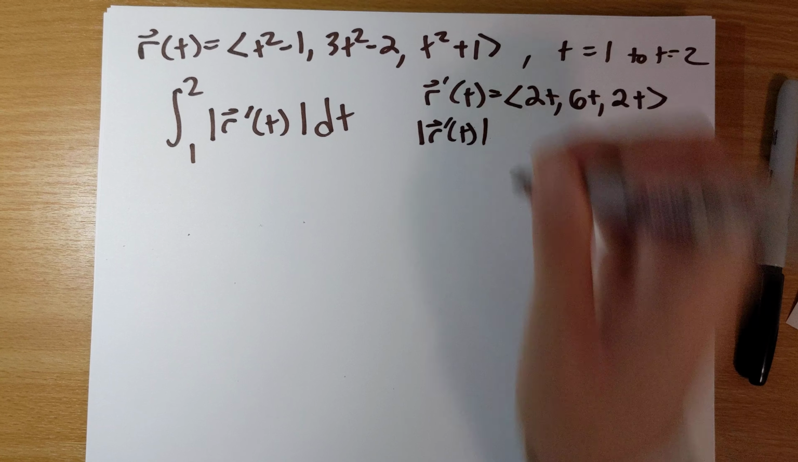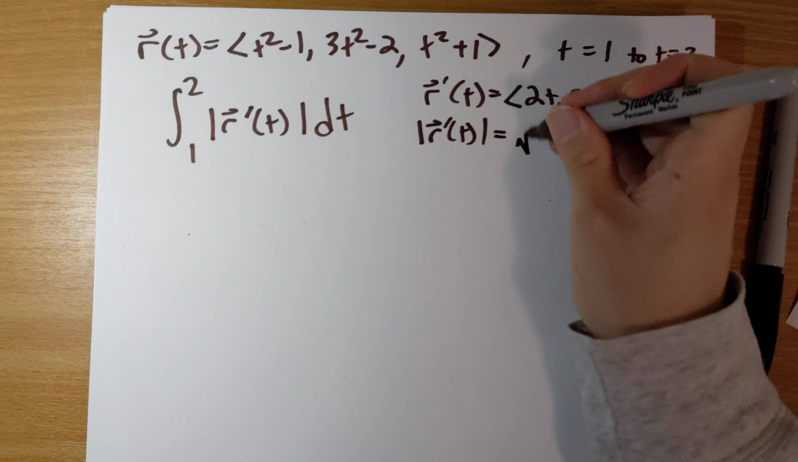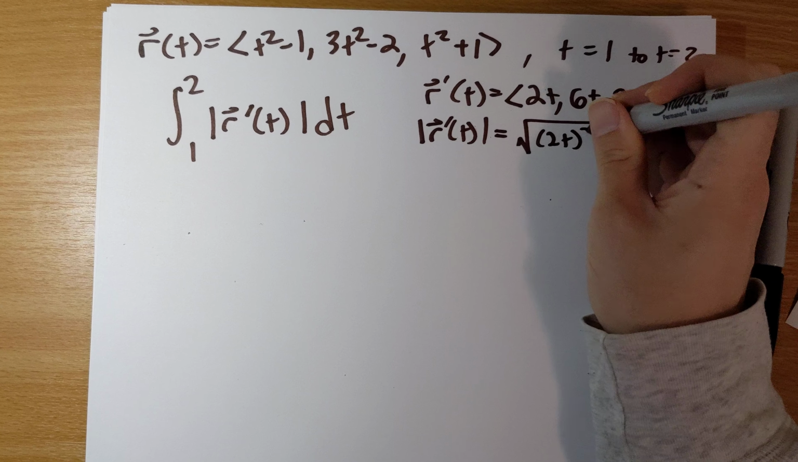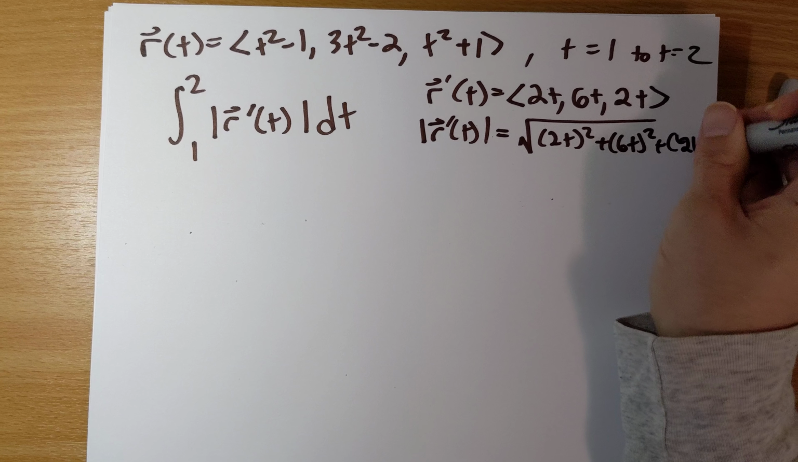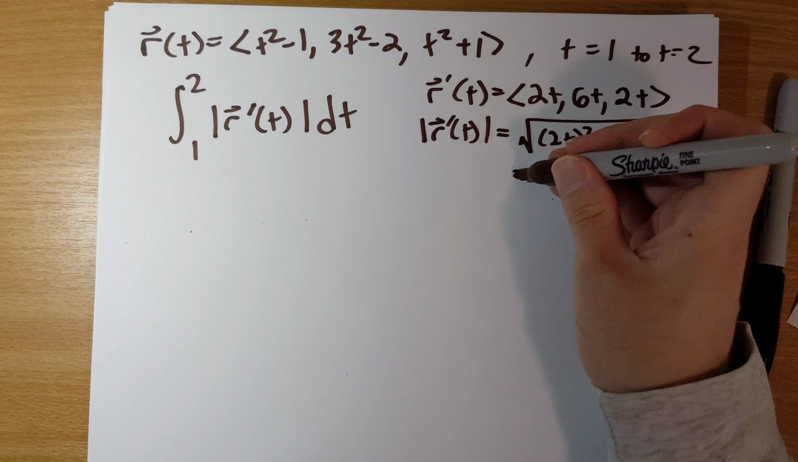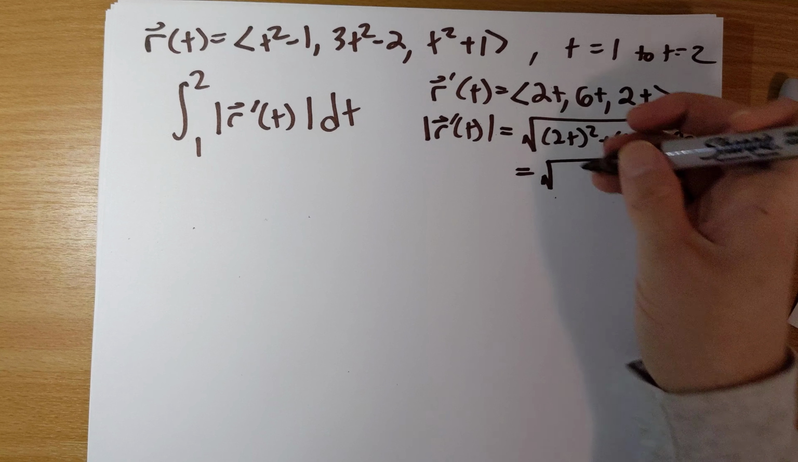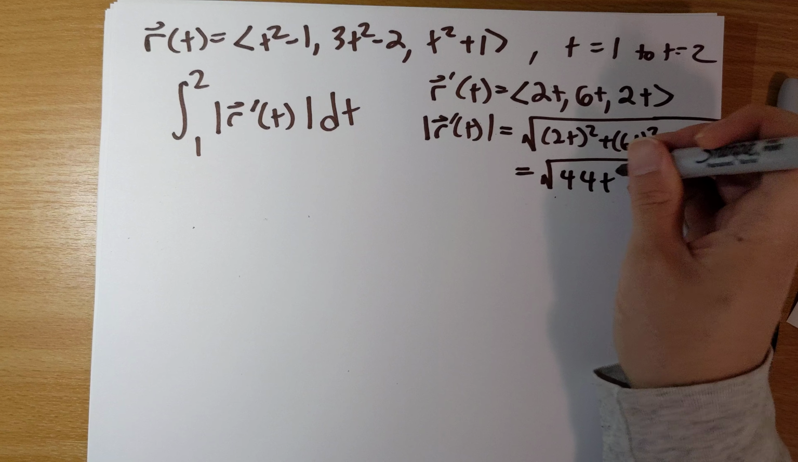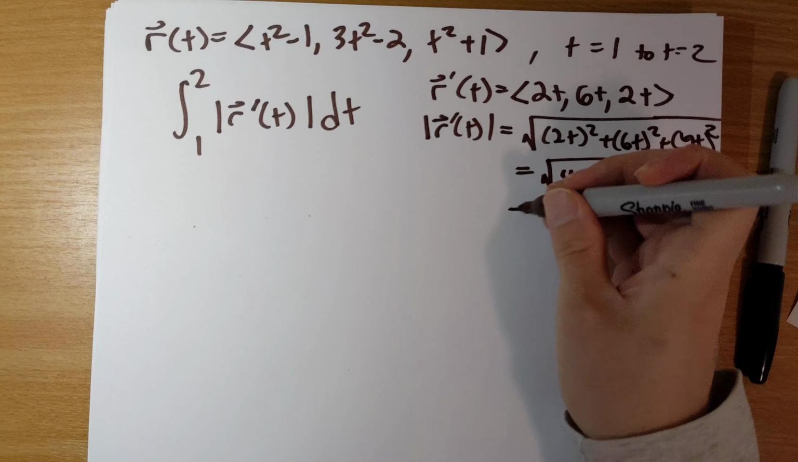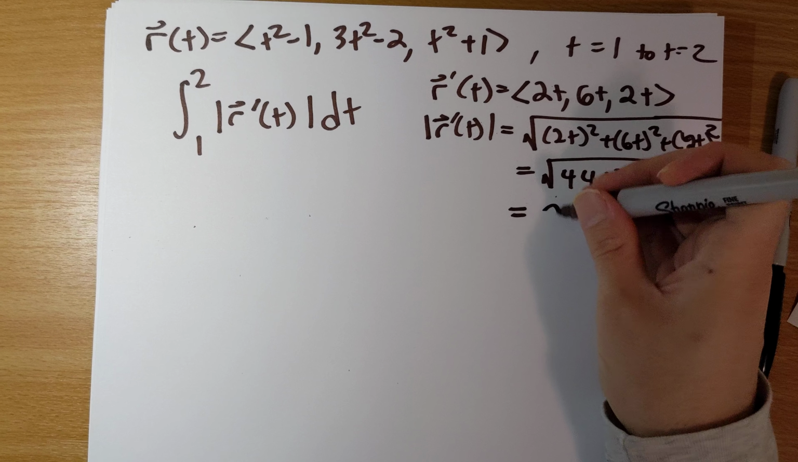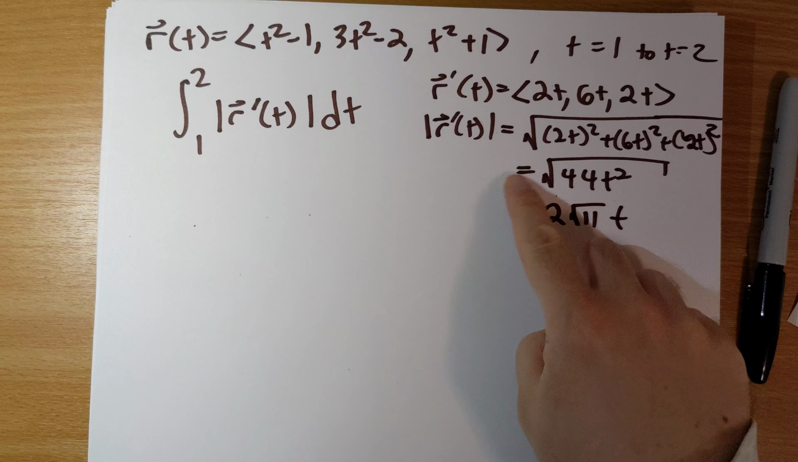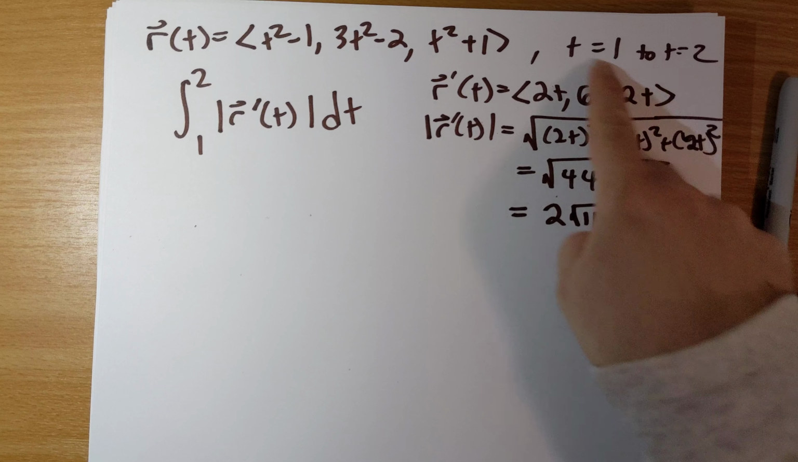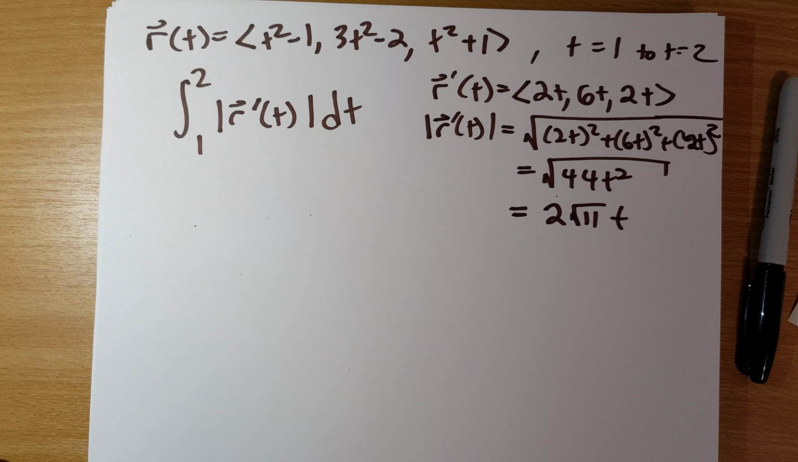The speed here is the square root of 2t squared plus 6t squared plus 2t squared. Simplify this as the square root of 44t squared, which can be simplified to 2 square root 11 times t. Note here the square root of t squared is just t because t is positive. t is running between 1 and 2.